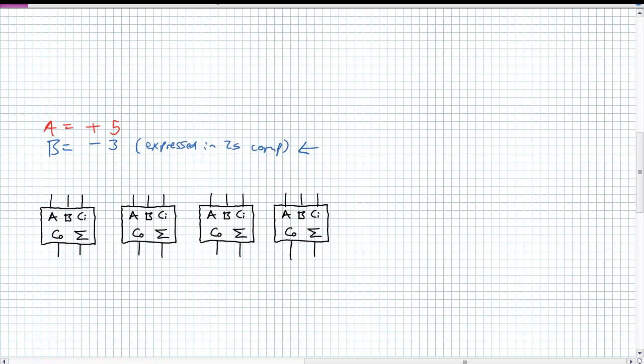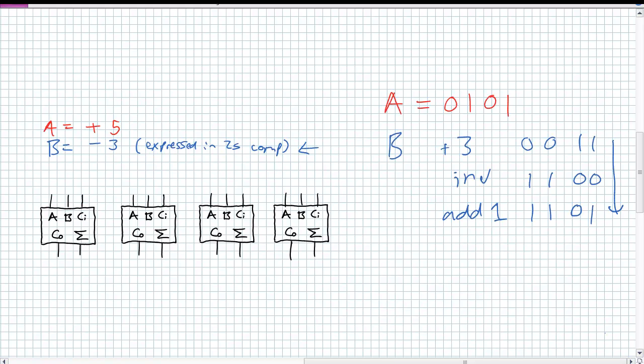So first off, what's the first step? Express the numbers in their regular binary. And in the case of B, I've got to express 3, and then I'm going to have to invert 3 and add a 1, and that is the 2's complement representation. So let's go ahead and do that. Your representations for A and for B should look like this. There you go. So A, real easy. B, I have represented positive 3, I inverted it, and I added a 1.